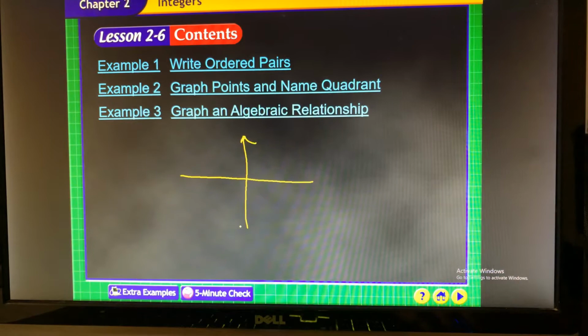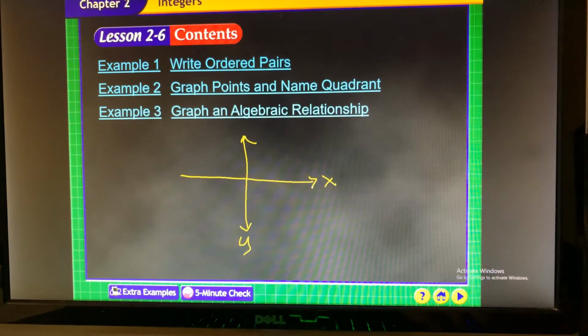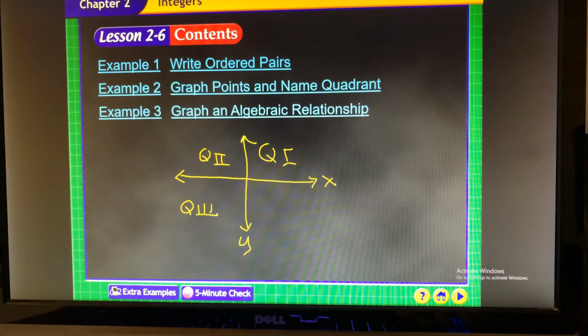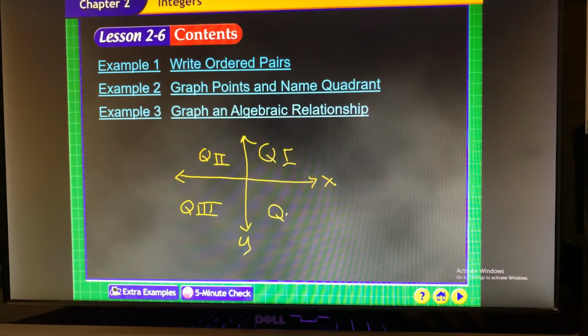So just recall a couple of things: this is your y-axis, this is your x-axis, this is your quadrant 1. Remember it makes a C. So then it goes around like this. This is quadrant 2, Roman numerals. This is quadrant 3. This is quadrant 4. Remember we discussed this in chapter 1.